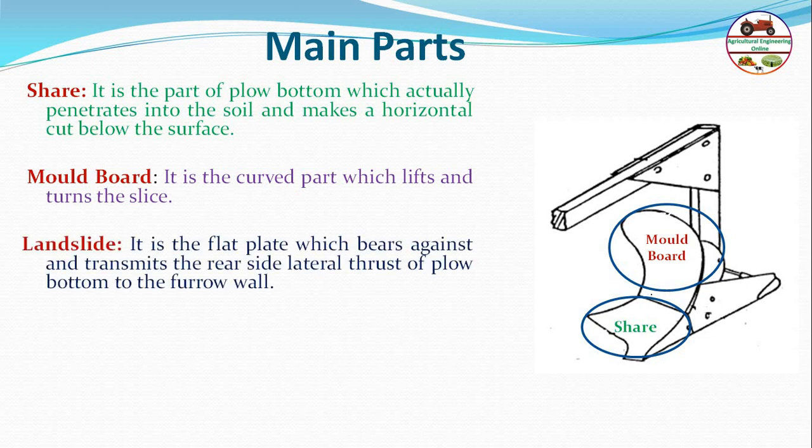Next is the land side. It is a flat plate which bears against and transmits the rear side lateral thrust of the plough bottom to the furrow wall. So this one is the land side of the mold board plough, which takes the thrust. During cutting, there are different components of the cutting force.